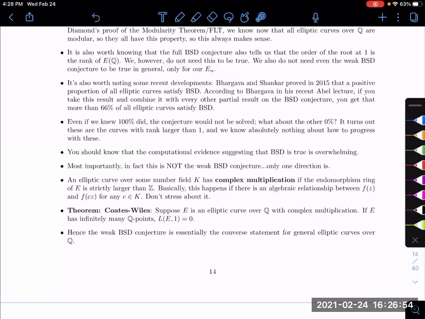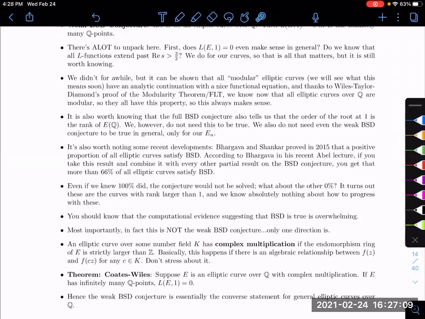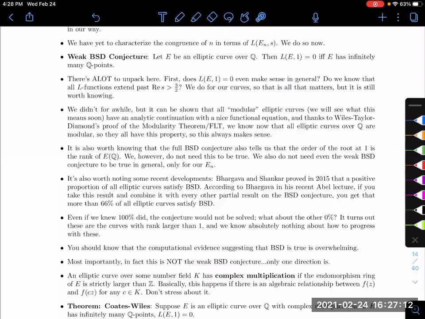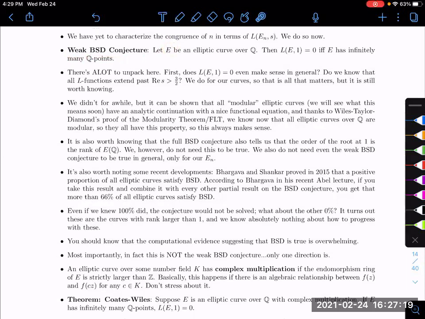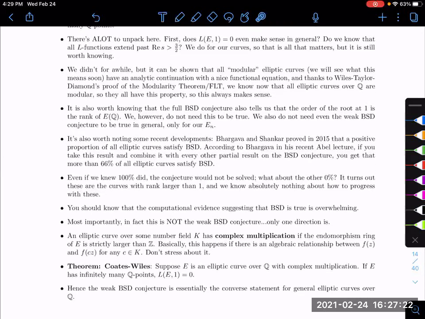So here's the theorem from Coates and Wiles. Let E be any elliptic curve over Q with complex multiplication. If E has infinitely many rational points, then L of E at 1 is 0. So what is that? That is one direction of what I called up here the weak BSD conjecture, provided the elliptic curve has complex multiplication. This theorem is very hard, and I actually have not been through it yet. It is on my short list of things to go through, but we know it.